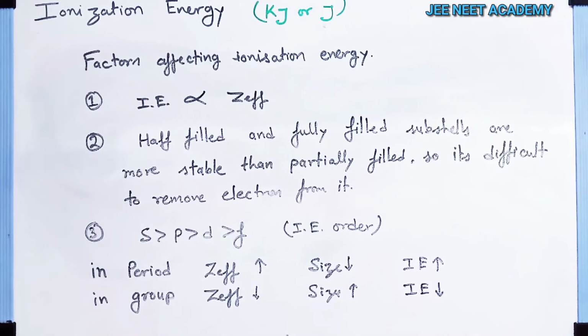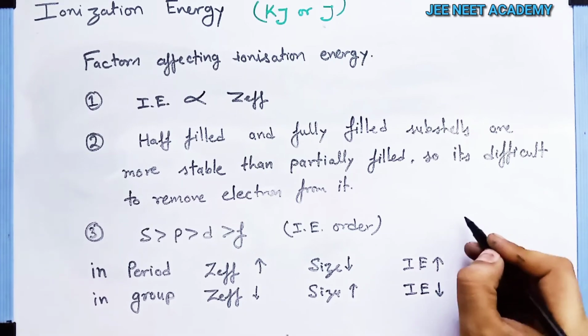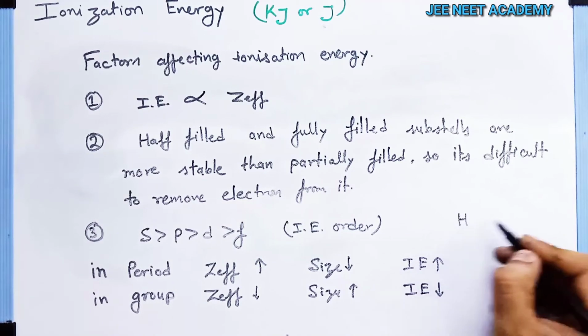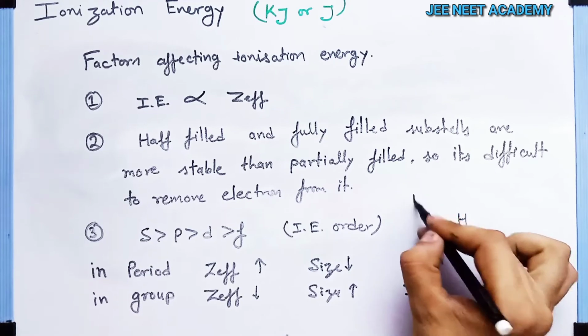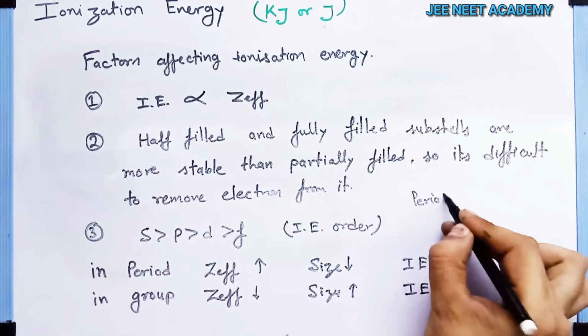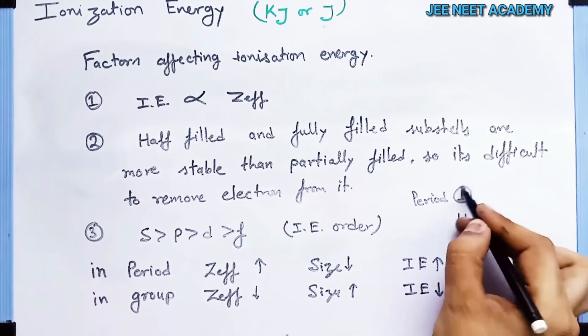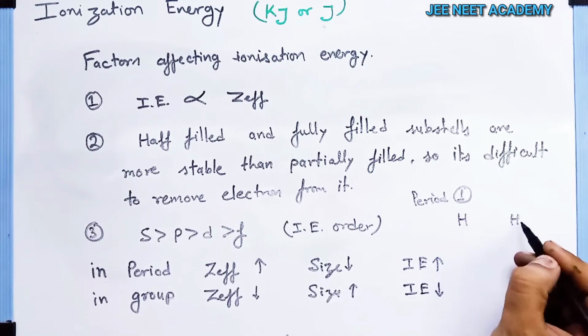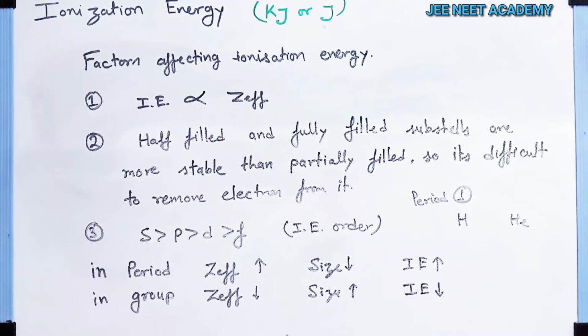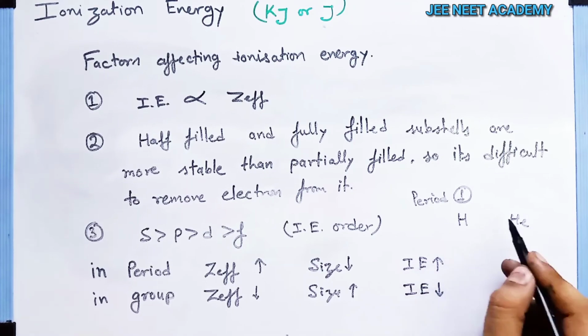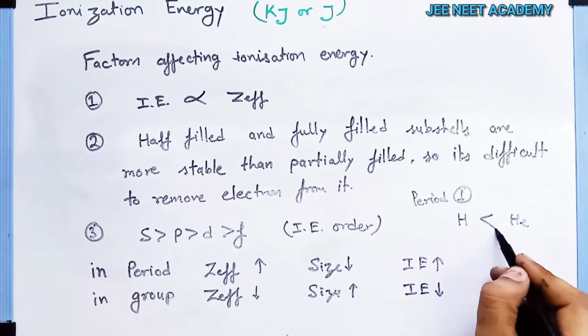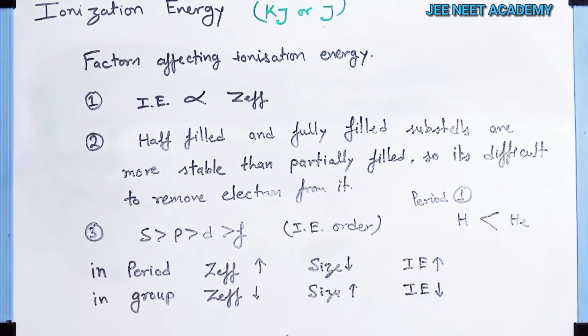For the first period, hydrogen and helium, two elements are there in the first period, and helium is fully filled, hydrogen is half filled. But fully filled is more stable than half filled, so helium will require more ionization energy than hydrogen.